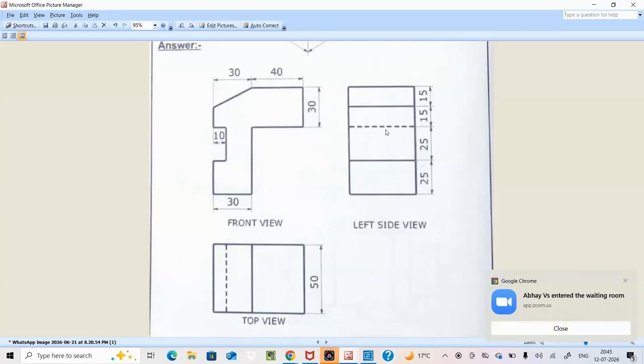Clear with this one now? I hope many have got the correct answers. If not, this is the correct answer. This is a simple drawing.